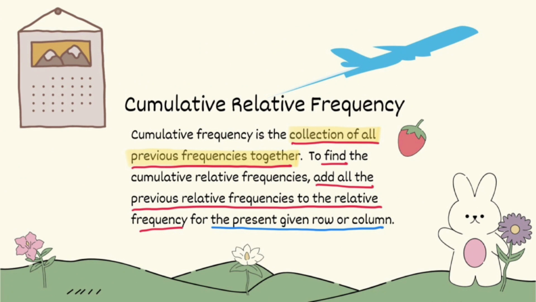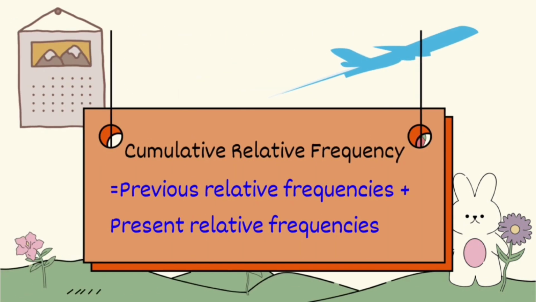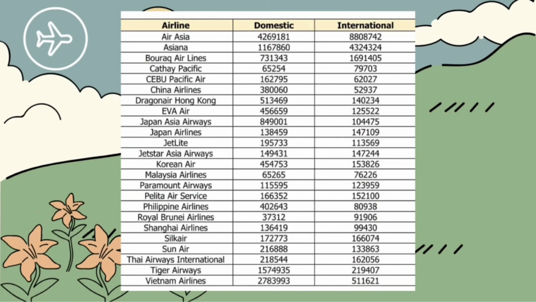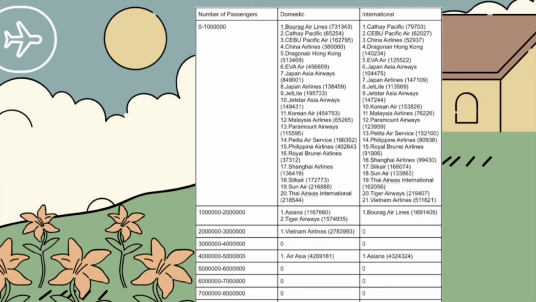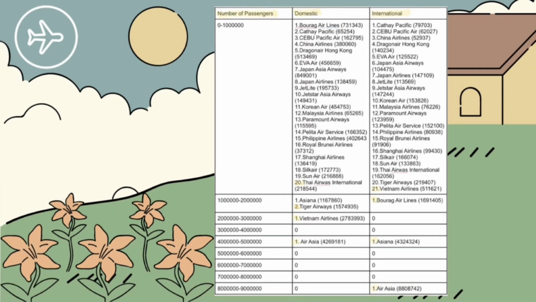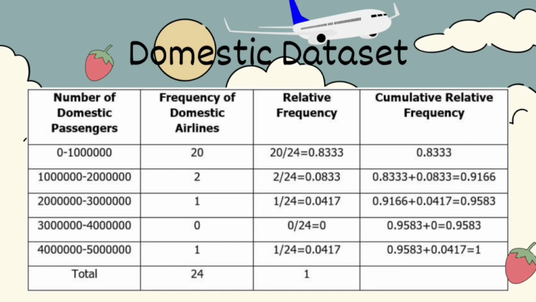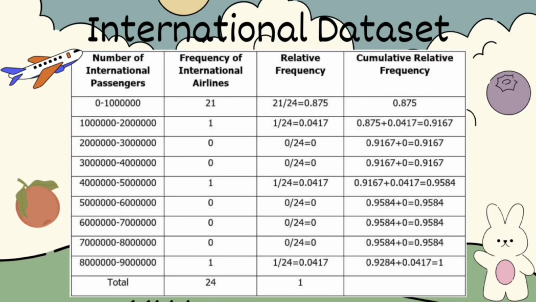To find the cumulative relative frequencies, add all the previous relative frequencies to the relative frequency for the present given row or column. Arrange the data given by range of number of passengers and total the numbers in order to obtain the frequency. Calculate relative frequency by the formula frequency divided by total frequency, and calculate the cumulative relative frequency by adding the previous and present relative frequency for each dataset, domestic and international.